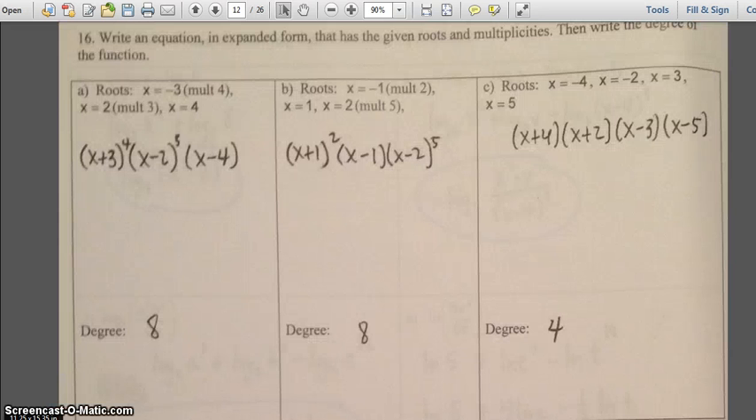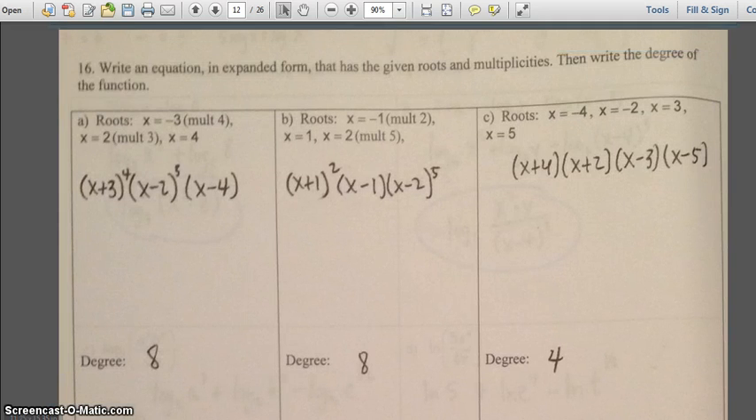Okay, again for 16, multiplicity just tells you what exponent goes on the parentheses when you write it in factored form. So notice here for letter A, you have x equals negative 3 as the root. When I plug it in the parentheses, it's always the opposite. The multiplicity is 4. That simply tells me to put an exponent of 4 on the parentheses. I do the same thing for x equals 2. It becomes x minus 2, and the exponent is going to be 3.